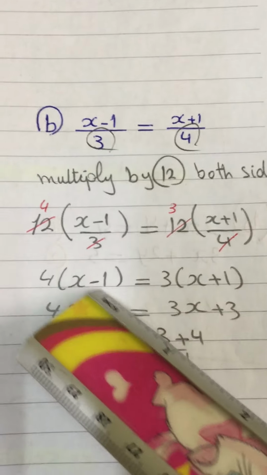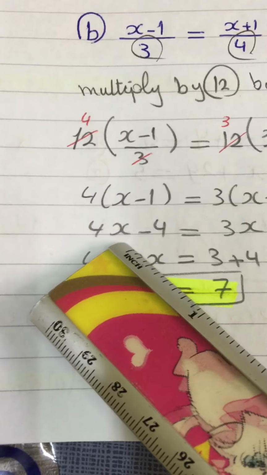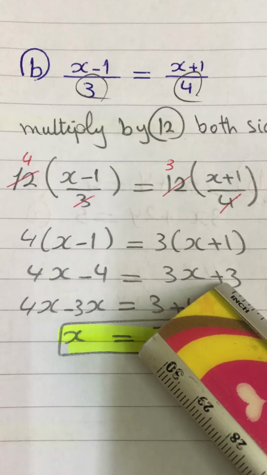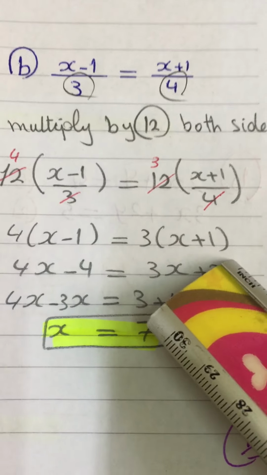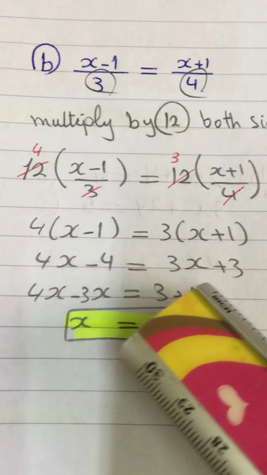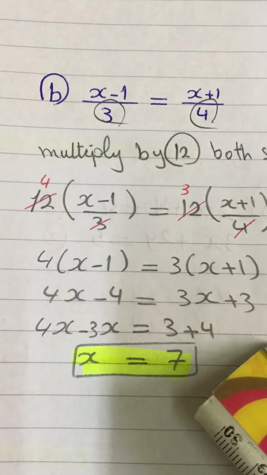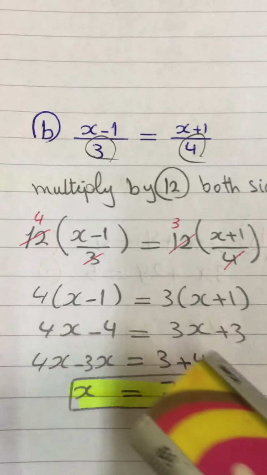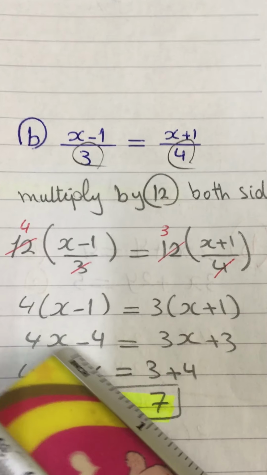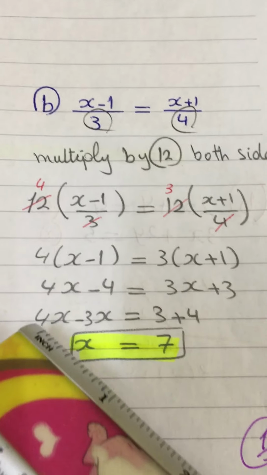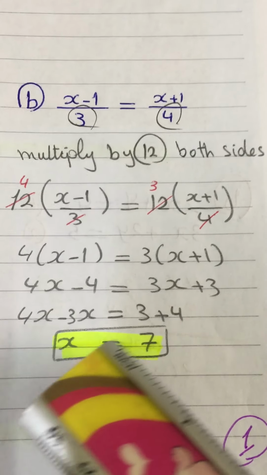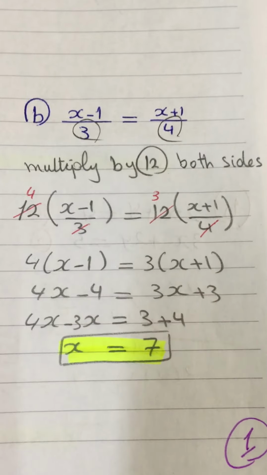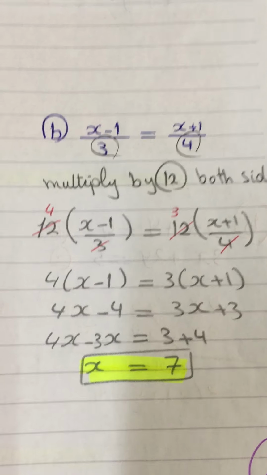Now start to distribute 4 over all the brackets. Positive 4 times x equals 4x. Positive 4 times negative 1 equals negative 4. On the right side, 3 multiplied by x equals positive 3x, and 3 multiplied by positive 1 equals positive 3. Now I'll take x aside and the numbers on the other side. 4x, and I'll transfer 3x to the opposite side with a negative sign. Here 3 in its place, and take negative 4 to the opposite side, positive. Now we have 4x minus 3x equals just 1x. 3 plus 4 equals 7. So x equals 7. This is the answer of this equation, or the solution of this equation.